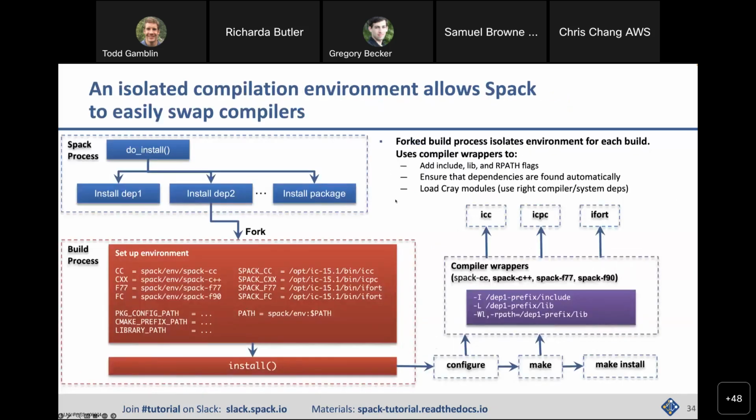The other thing that Spack does for you is it has this isolated compilation environment that lets you easily swap compilers. And so inside the compilation environment, we set a bunch of environment variables that essentially control the behavior of some wrappers around the compilers. And the compiler wrappers themselves are adding things like include directories and library directories and rpath arguments for all your dependencies that basically ensure that you are linking against the right things.